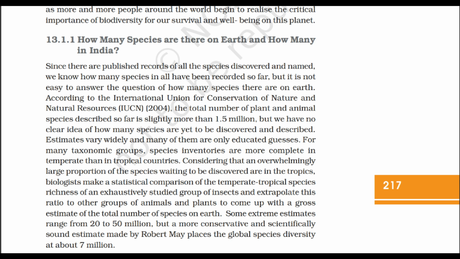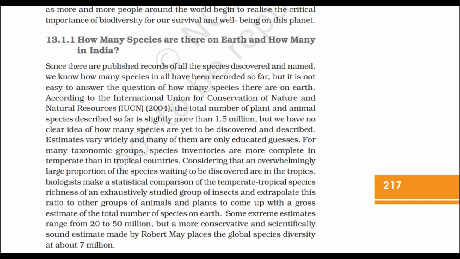Estimates vary widely and many of them are only educated guesses. For many taxonomic groups, species inventories are more complete in temperate than in tropical countries. Considering that an overwhelmingly large proportion of the species waiting to be discovered are in the tropics, biologists make a statistical comparison of the temperate-tropical species richness of an exhaustively studied group of insects and extrapolate this ratio to other groups of animals and plants to come up with a gross estimate of the total number of species on Earth.